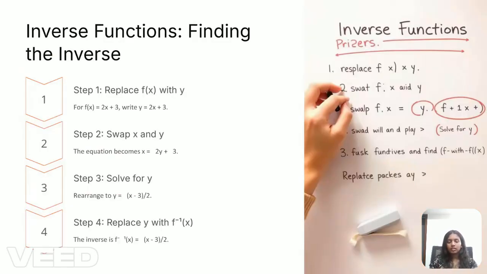Inverse functions: finding the inverse. First step is replace f(x) with y. So for f(x) which is 2x plus 3, we write y is equal to 2x plus 3. Step 2 is we swap x and y, so the equation becomes x is equal to 2y plus 3. Step 3 is solve for y, so rearrange to y, which is (x minus 3) divided by 2. Fourth step is we replace y with f inverse of x. So the inverse is f inverse of x is (x minus 3) divided by 2.